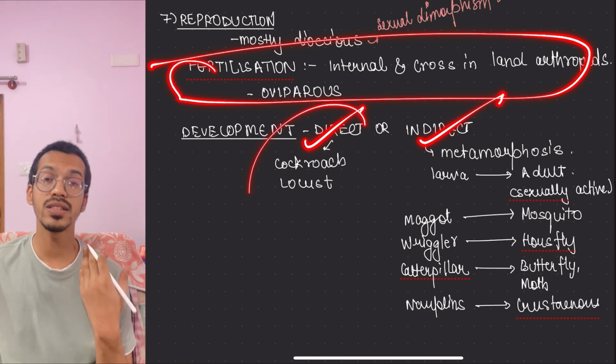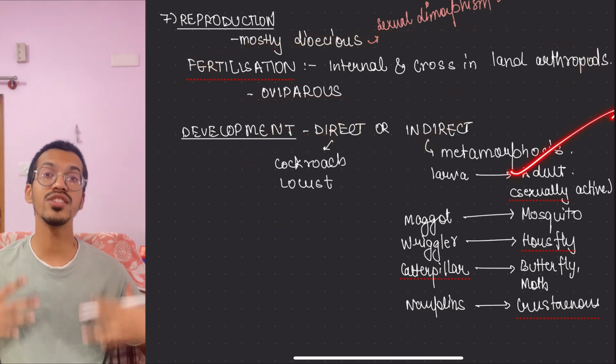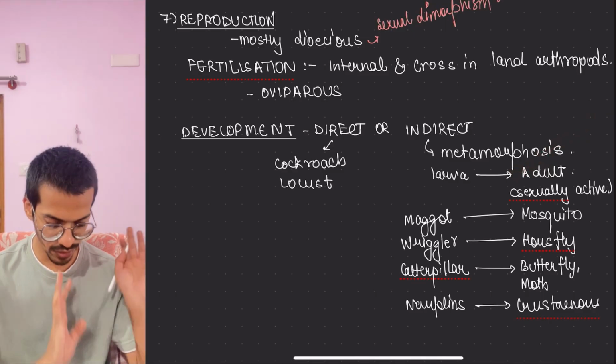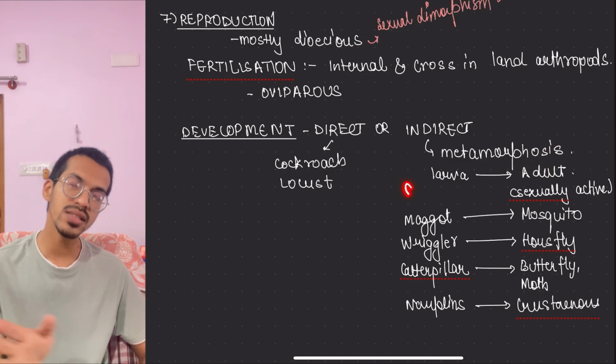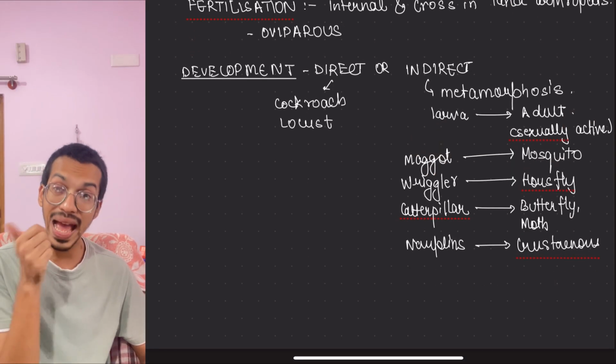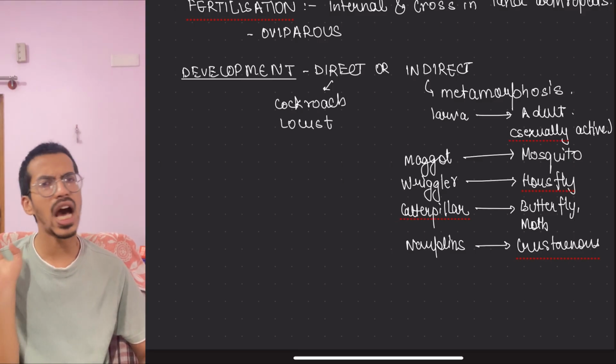Direct happens in the case of cockroach and locust, whereas metamorphosis, meaning change into a different adult form, takes place in others, where the larva and the adult are very different. The adult becomes sexually active, whereas the sexual organs are not developed in the larvae at all.